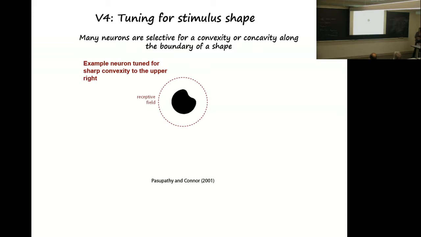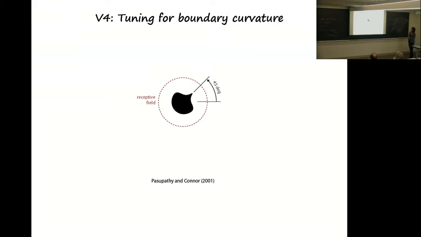It won't respond well to stimuli such as this one, which does not have a sharp convexity pointing to the upper right. It won't respond very well to this stimulus either, because even though the shape has a sharp convexity, it's pointing off to the right as opposed to the upper right. And we demonstrated that you can describe such selectivity in terms of object-centered tuning for boundary curvature. Basically, we describe the responses of these neurons in terms of a two-dimensional Gaussian function, where one dimension was the angular position of the feature relative to center, where 0 was off to the right, 45 degrees was up to the upper right, and also the curvature of the boundary.